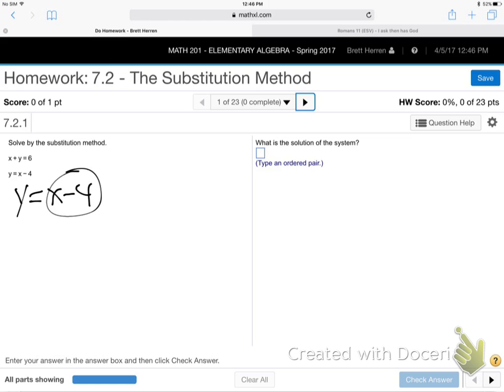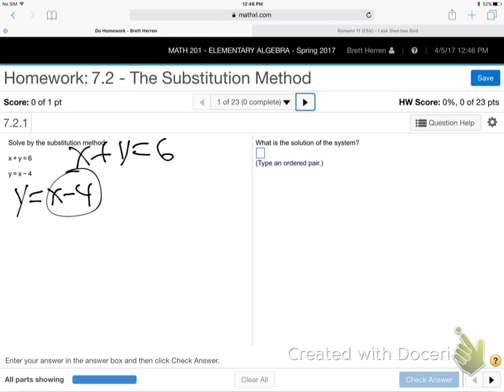See how that bottom equation says y equals x minus 4? And the top one is x plus y is 6. That means y is the same as x minus 4. That's what that bottom equation is saying. That means wherever you see y, you're allowed to replace it with x minus 4 because it is x minus 4. Make sense? So I'm going to substitute.